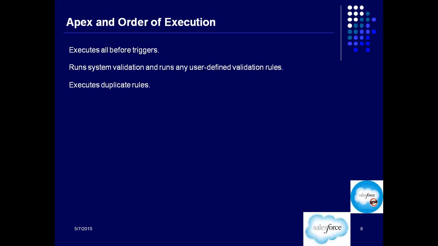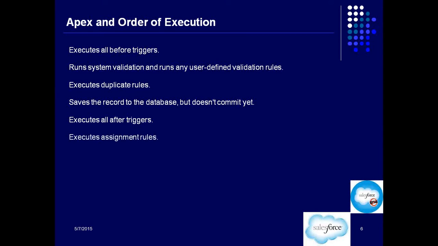So after executing the duplicate rules, finally it will save the record to the database but doesn't commit yet. The record is saved in the database, but it is not committed into the database. Then it will execute all after triggers. We will go and check all the after triggers. Then it executes assignment rules, any assignment rules, assigning a record to someone specific and all that.